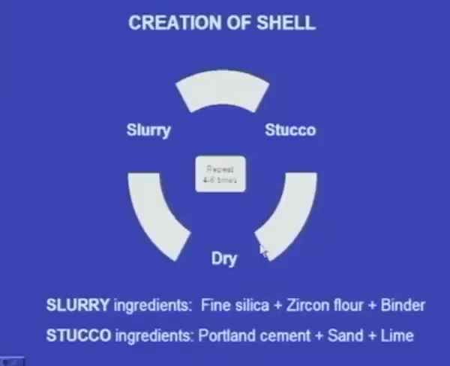Then we have to dry it. After drying, we have to give the stucco coating. The stucco coating is made up of Portland cement plus sand plus lime. After stucco coating, again slurry coating, again it will be dried, again stucco coating. This way we have to repeat the cycle 4 to 6 times. Then a shell will be created over the pattern assembly.